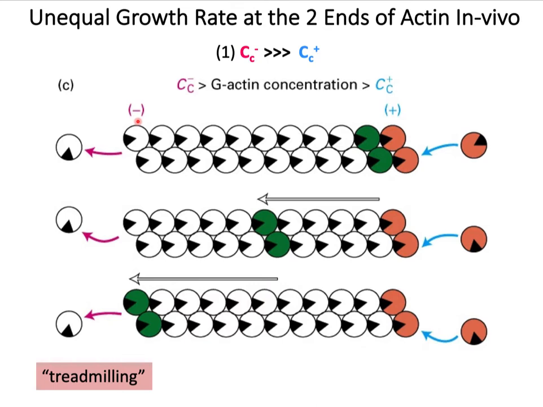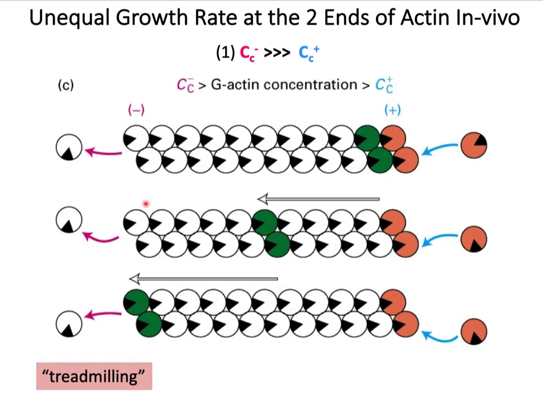You can imagine that these two green monomers are labeled with GFP, or they are just expressing GFP along with the actin. As you lose monomers to the minus end and add monomers to the plus end, it will appear as if these two monomers are moving or treadmilling through the filament until they reach the minus end, where they are lost because of the biochemistry at the minus end.